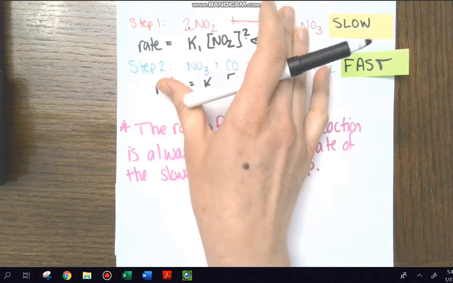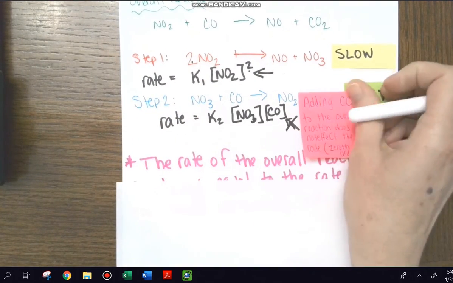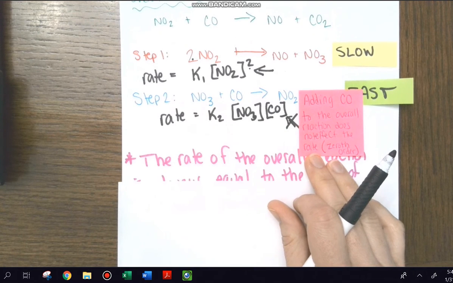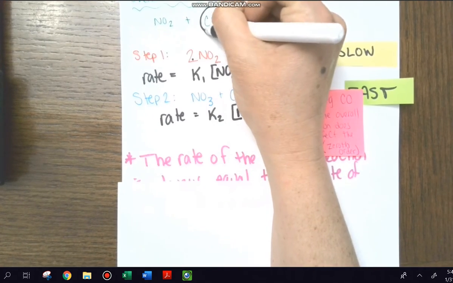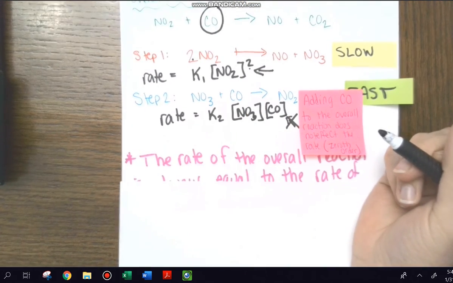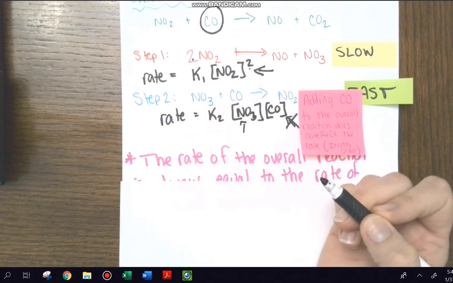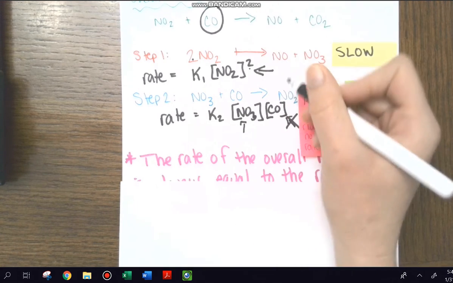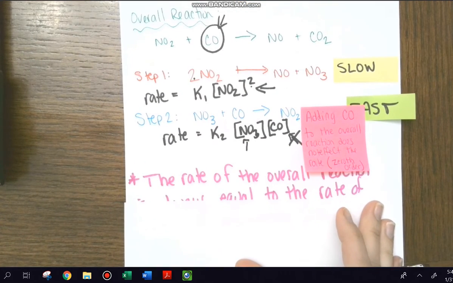Another thing I want to point out is notice that CO, if I add any CO to the overall reaction, it's not going to affect the rate because it's to the 0th order. So no matter what I do here, even though CO is in my overall reaction, NO3 is what we call an intermediate, so it cannot be in the rate law. We'll get to that in just a moment. But CO is to the 0 order. It is not going to affect my reaction at all. No matter how much concentration I have in it, it does not matter. So this must be to the 0th order.